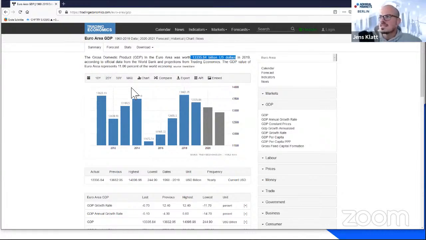Okay, this is a little difficult because now we have to convert it to euro. We have a euro USD rate of 1.21, I think. Let me just have a look here. Yeah, 1.21. So we have 133 divided by 1.1. Okay, so it's something around 109.9 billion, a trillion euros.